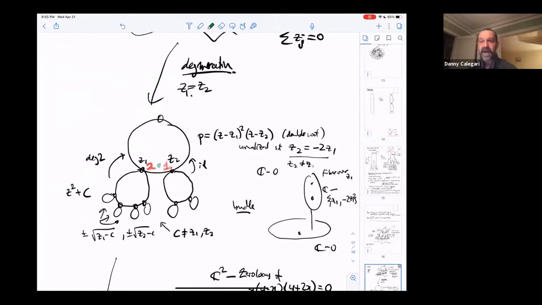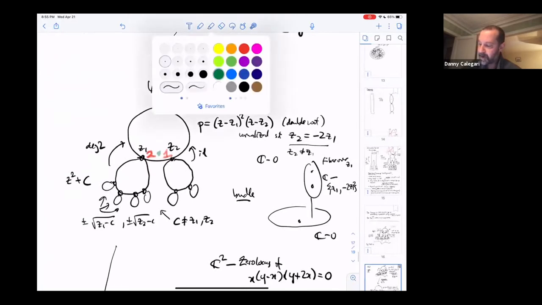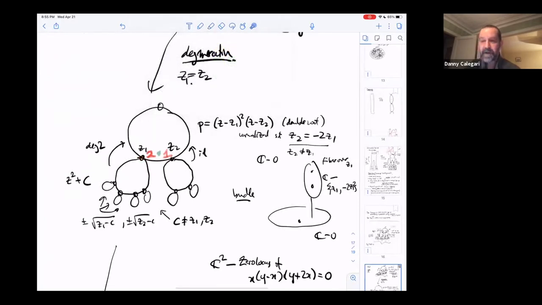And so the next stratum says you're going to get a degree 2 map from the node attached at this point. The node attached at Z1 maps by a degree 2 map, which we can put in the form Z squared plus C. So the non-degeneracy condition is that both of the points Z1 and Z2 each separately have two distinct pre-images, because that's the condition that there's another critical point there somewhere in the middle.